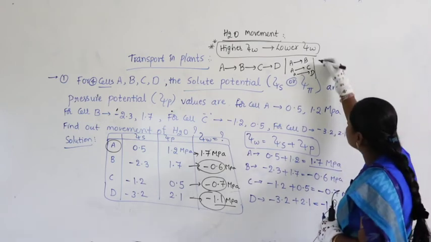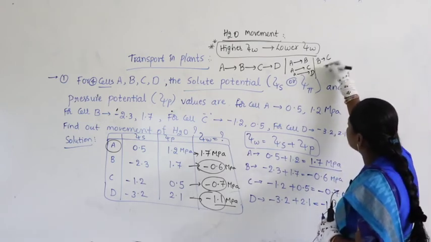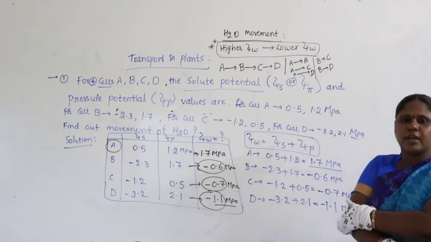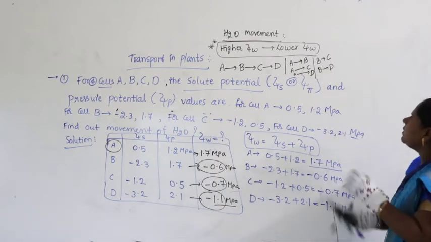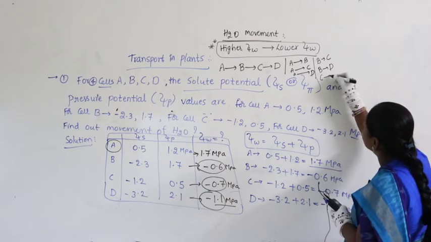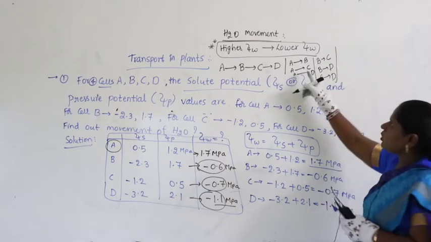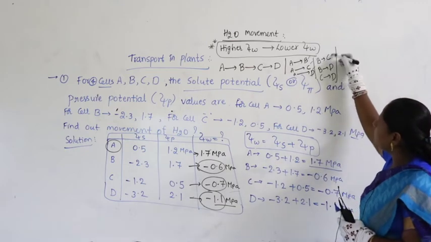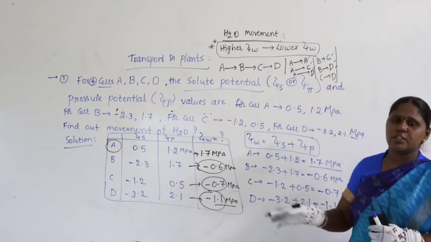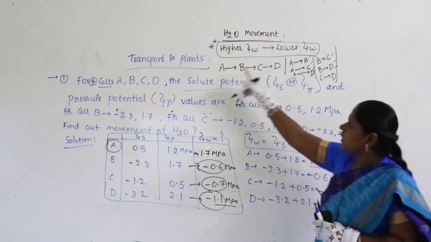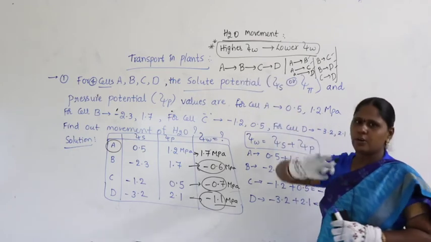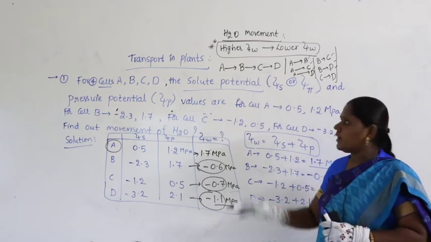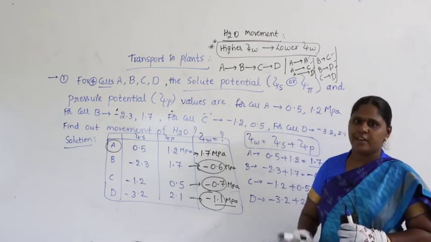Or sometimes the option will be given B to C, B to D, and C to D. If these options are given out of 4 options, then all the options will be correct. Then which options are not correct? D to A, D to B, D to C are not correct. C to A, C to B is not correct, right? B to A is also not correct.